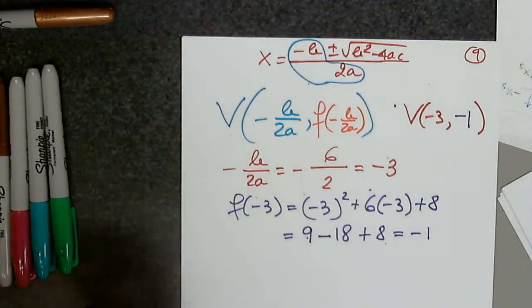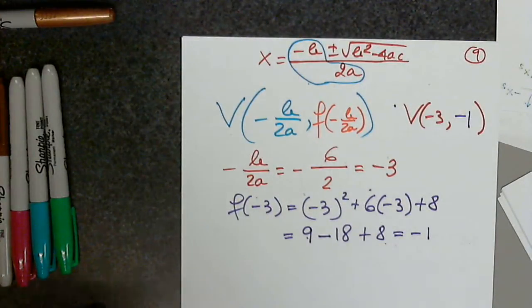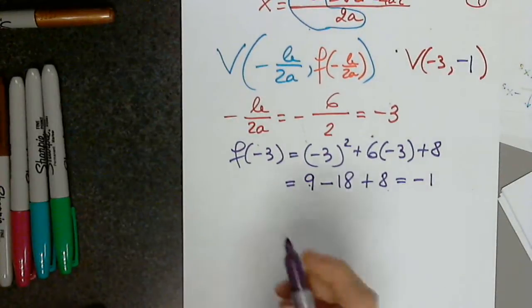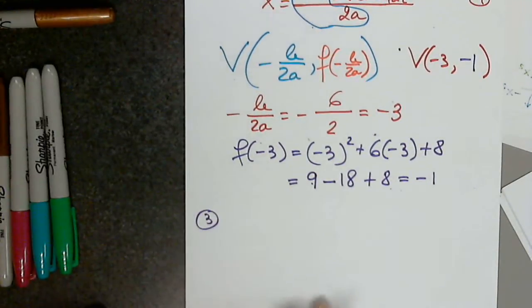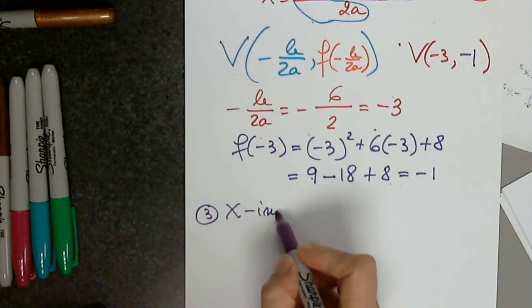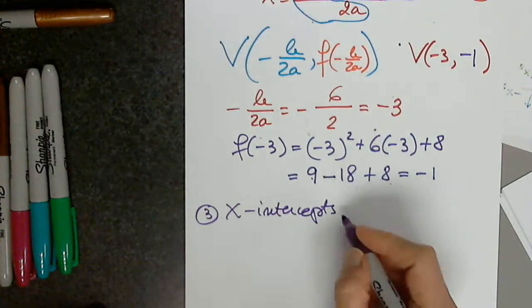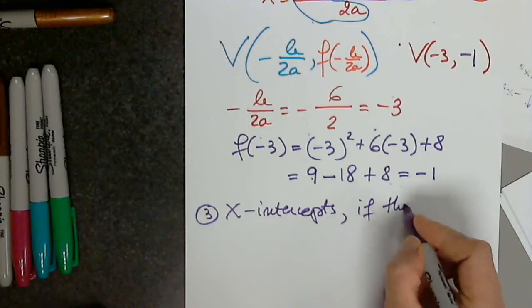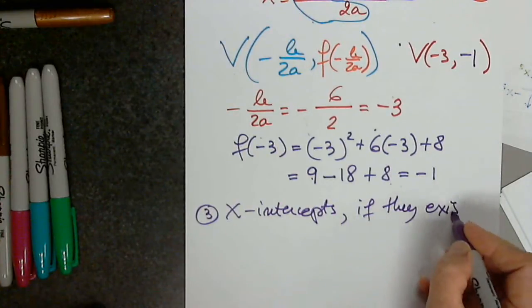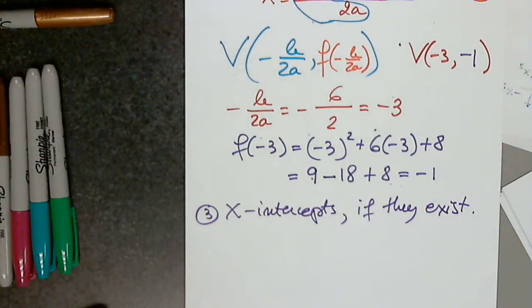Any questions so far? So the first step was the shape, the second step was the vertex. Now the third step, x-intercepts, and I'm going to put a comma if they exist. What does that mean?